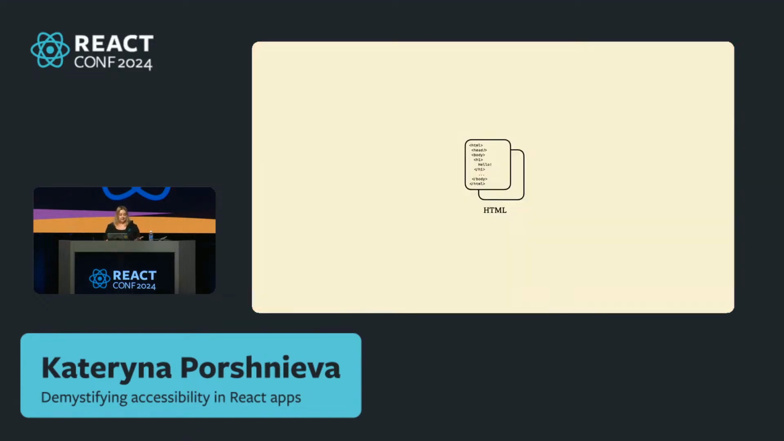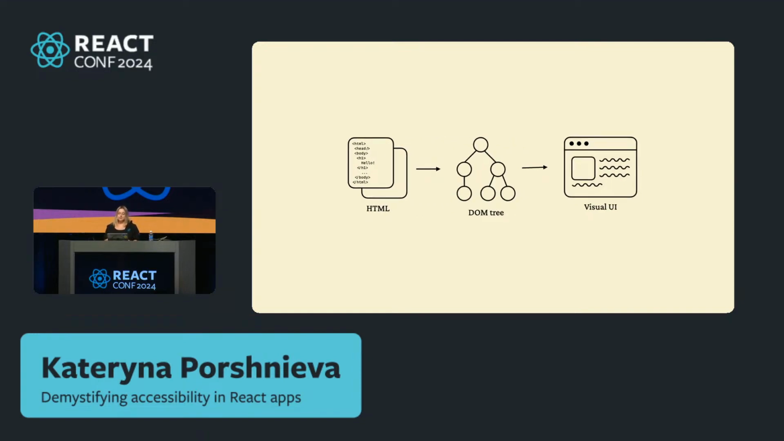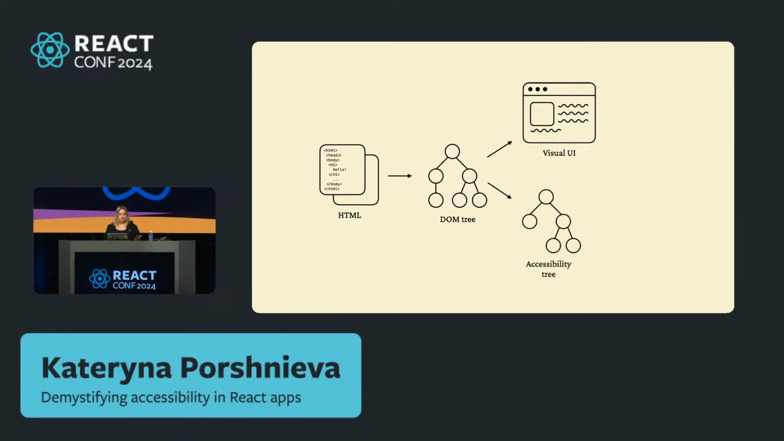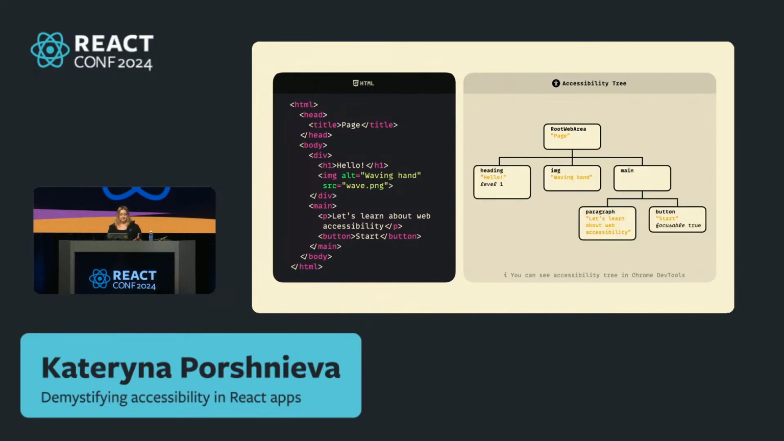When web pages get rendered, HTML is parsed by the browser and is transformed into a DOM tree, out of which the browser builds the visual UI that you can see and interact with. However, it doesn't end there. In parallel to this process, it also builds an accessibility tree, containing all important accessibility information about elements on the page, which then gets exposed to assistive technology, like a screen reader, and is used to navigate the page. But it's a lot easier to understand when looking at the example. For this HTML page, the accessibility tree will look something like this.